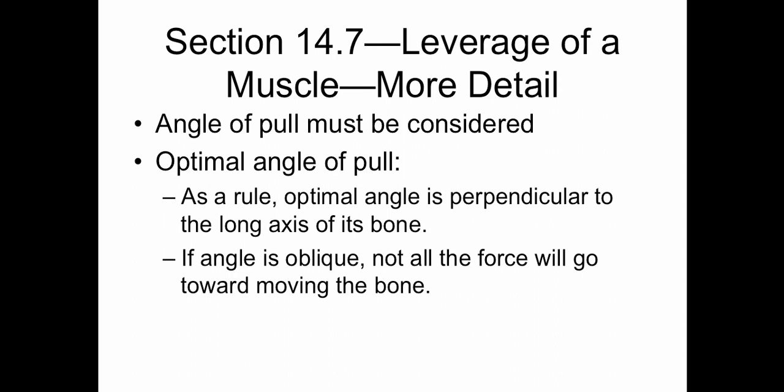Now let's discuss the leverage of a muscle in more detail. We must also consider the angle of the pull. The optimal angle of pull is perpendicular to the long axis of its bone. If the angle is oblique, not all the force will go toward moving the bone. A 90-degree angle is described as perpendicular, and it is also known as a right angle.